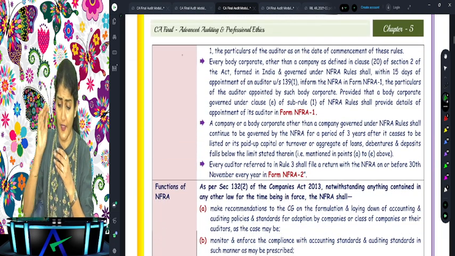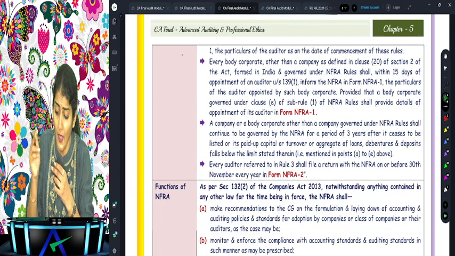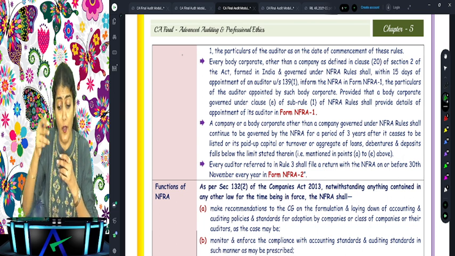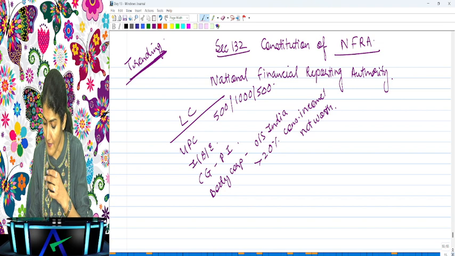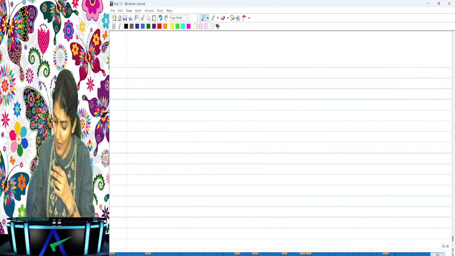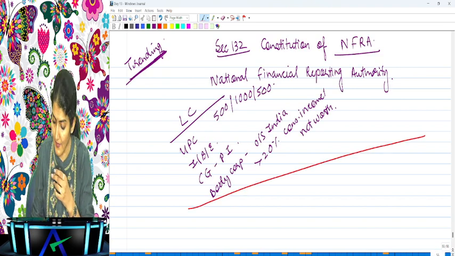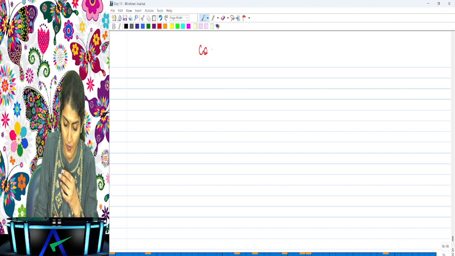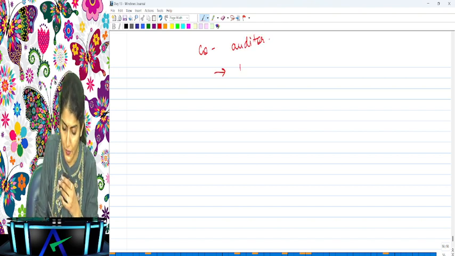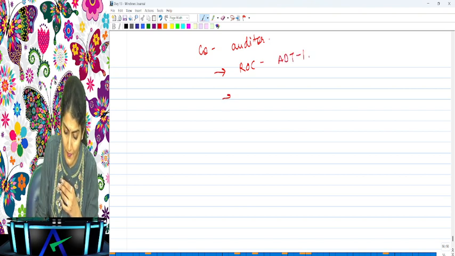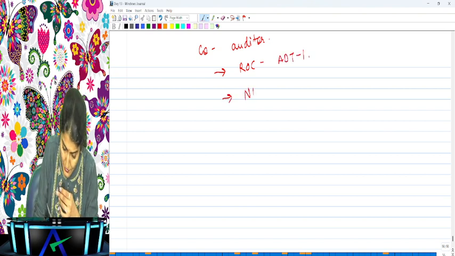Applicability of the NFRA. And then what does it say? After a company has appointed an auditor, what does it need to do? The company needs to inform the ROC, filing form ADT 1. Now what does it say? You also need to inform the NFRA, filing form NFRA 1.